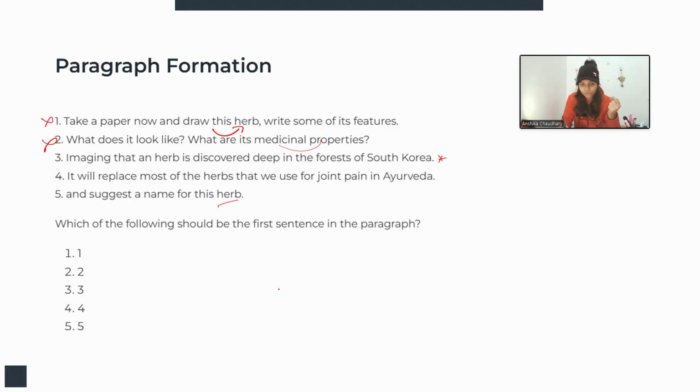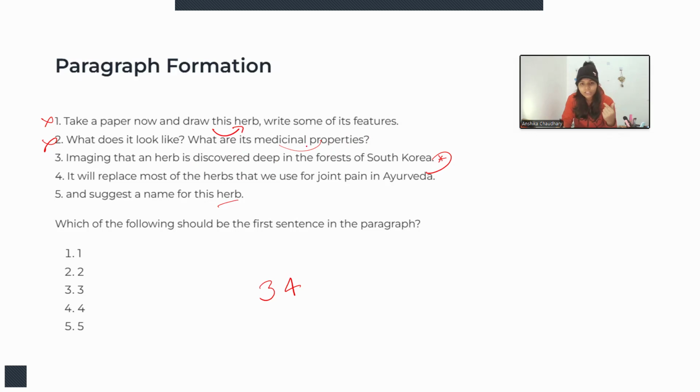that imagine that an herb is discovered deep in the forest of South Korea, it will replace the herb that we have discovered, it will replace most of the herbs that we use for joint pain in Ayurveda. So it will be the next statement. Now, after that, take a paper now and draw this herb, write some of its feature.